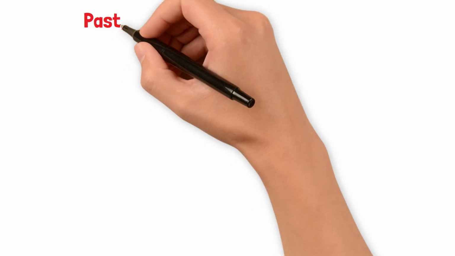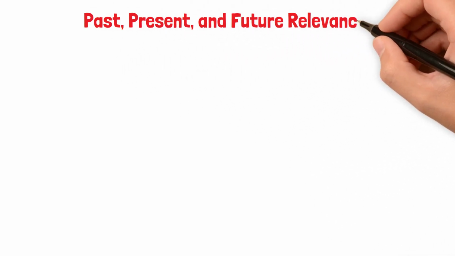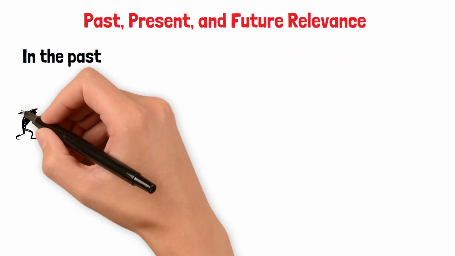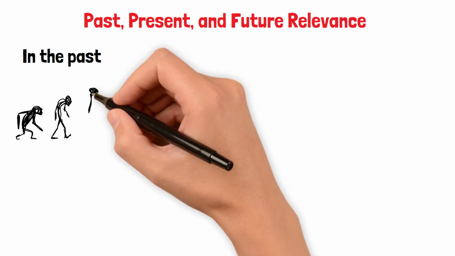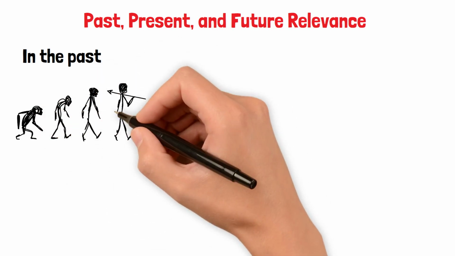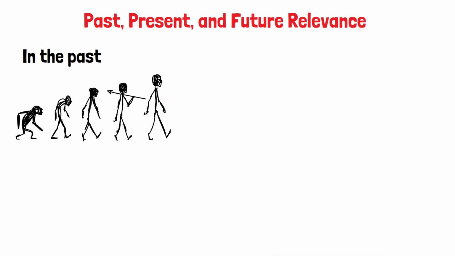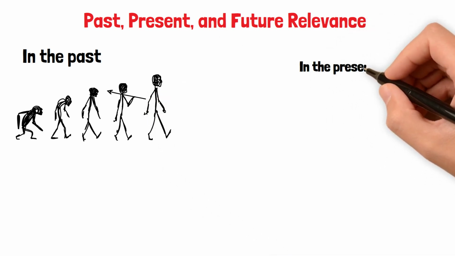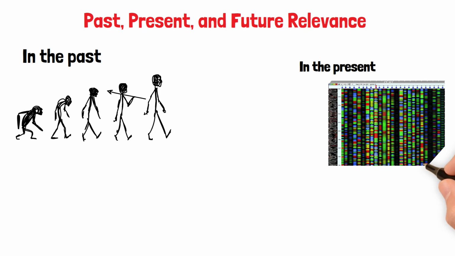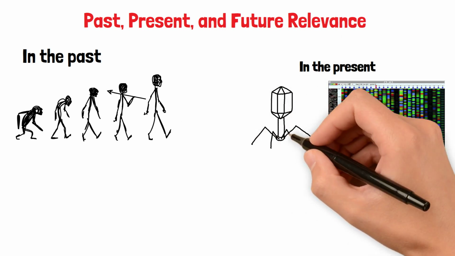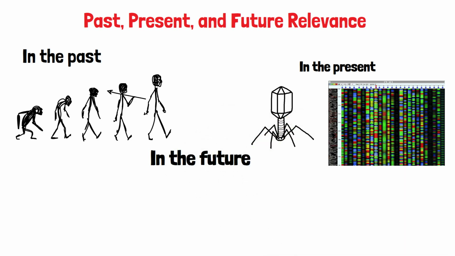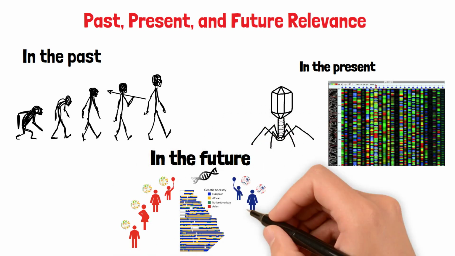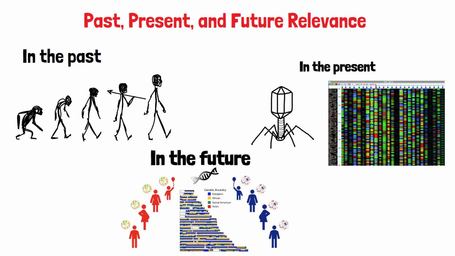Past, present, and future relevance. In the past, Darwin described natural selection without knowing about genes. Later, Mendelian genetics and population studies created the modern synthesis. In the present, genetic sequencing allows scientists to track evolution in real time, like how viruses mutate. In the future, insights from population genetics could guide conservation efforts, predict disease outbreaks, and even inform human space colonization.